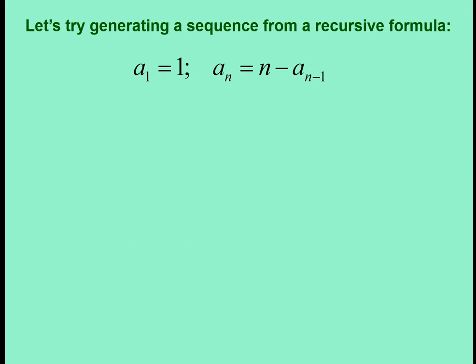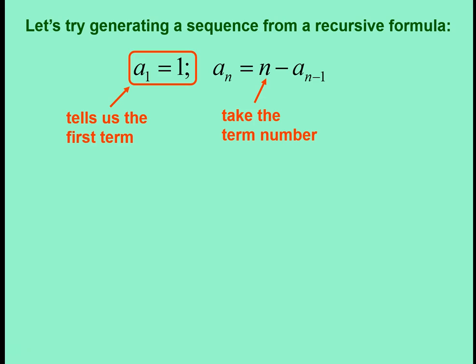Let's practice using a recursive form to generate a sequence. A sub 1, remember, tells us the first term, so we already know our starting point. A sub n is the rule then for finding all of the other terms, the second term, the third term, the fourth term, etc. This rule tells us to take the term number and subtract the previous term.